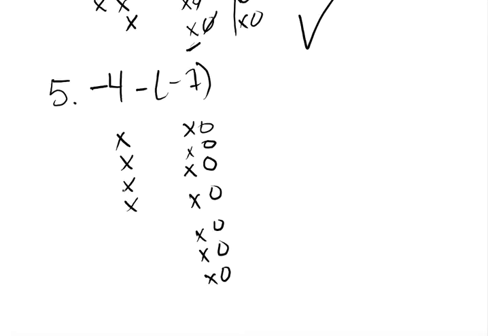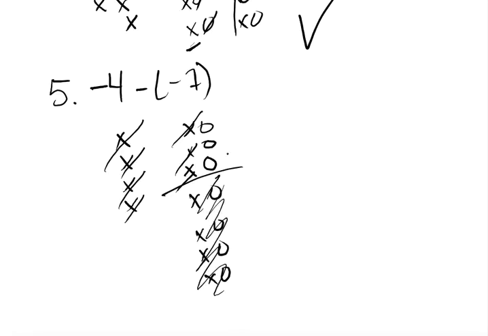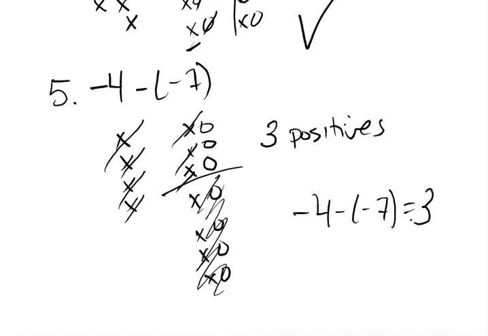So I'm at -4, 1, 2, 3, 4. I have to take away -7. So now I start taking away 1, 2, 3, 4, 5, 6, 7. I stop here. These zeros I don't really need to worry about because they're all just zeros. So I have 3 positives left over. So -4 minus -7 is equal to 3. So this might be a good way to show students what actually happened here. I had a negative and I took away a negative and I ended up with a positive number.